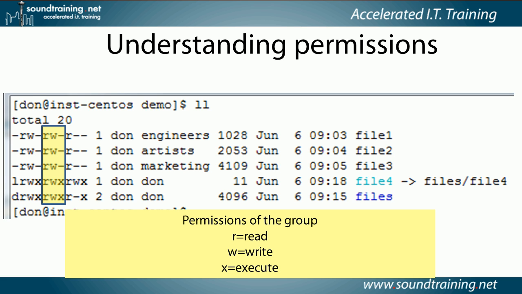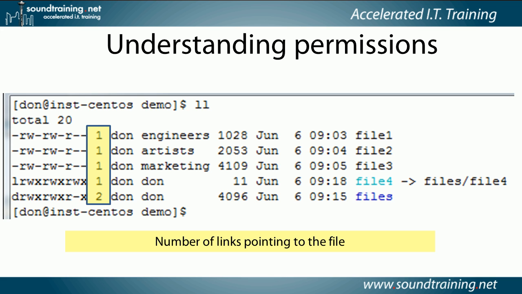Continuing on is the permissions of the group. Read and write for the group on file 1, file 2, and file 3, read, write, and execute on file 4 and the directory files. And then finally the permissions of the world or other. And as you can see, for file 1, 2, and 3, the world has only read permission. For file 4, the world has read, write, and execute, and for the directory files, the world has read and execute permission.